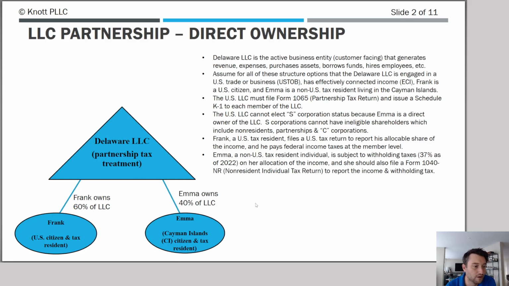Okay. Now, what are the U.S. tax issues? So the Delaware LLC files that partnership return. Frank gets his allocation of income. He reports it on his 1040. He pays taxes. Nothing too complicated there.